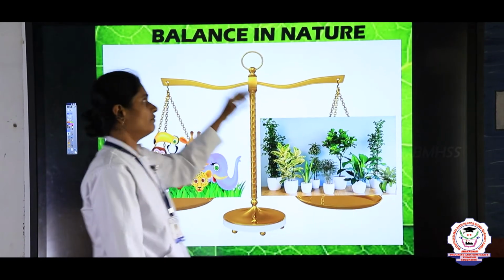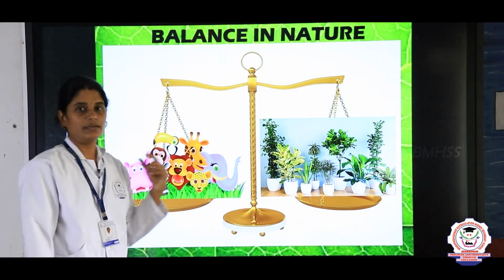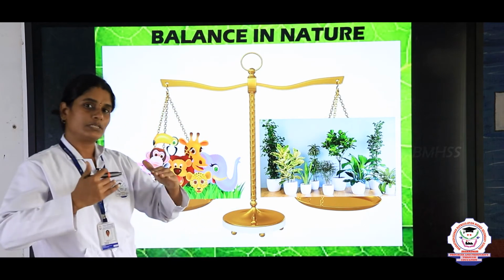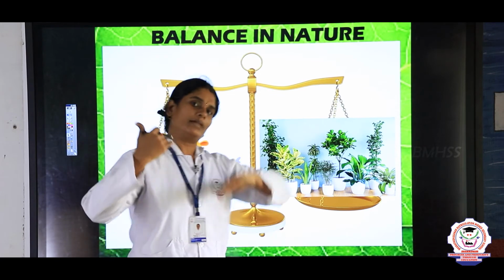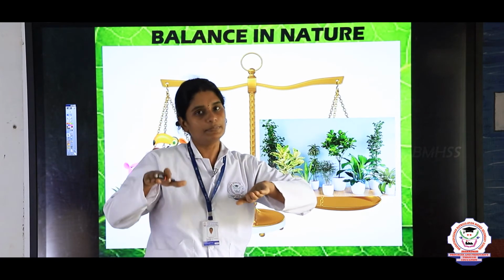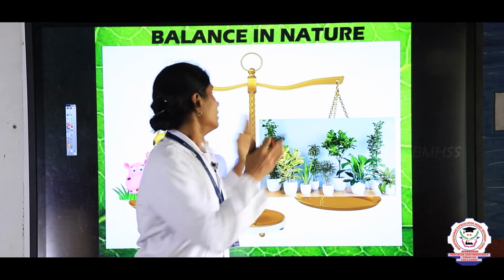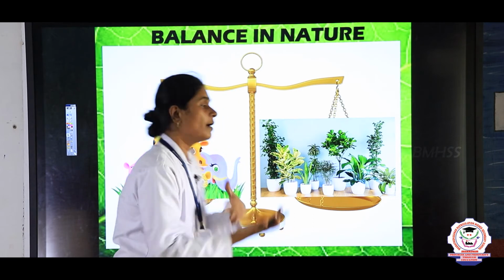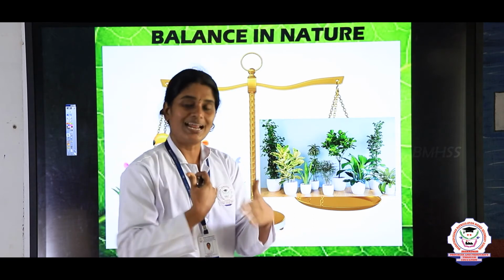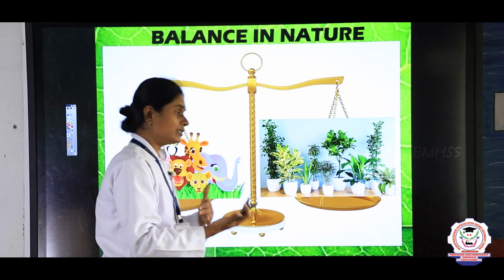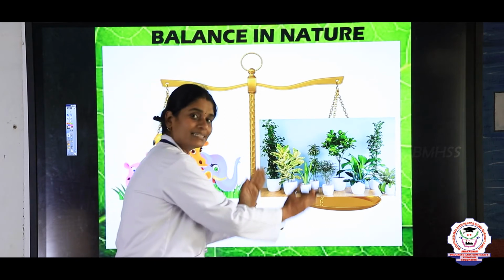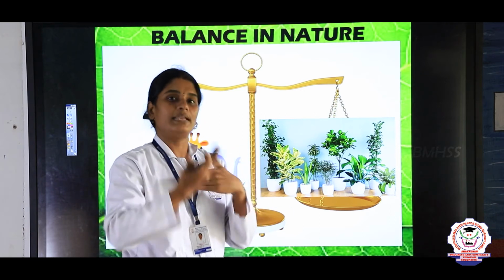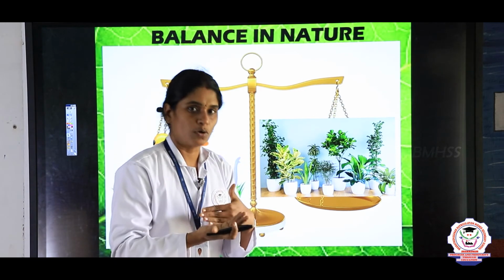So, we should always maintain some balance in nature. We cannot say that animals should be more than the plants; there should be a balance between the animals as well as the plants. Why? Because plants take up carbon dioxide and leave out oxygen, but animals take in oxygen and leave out carbon dioxide. So, that is why animals need the plants, and of course plants need carbon dioxide. That is why animals and human beings exhale carbon dioxide.